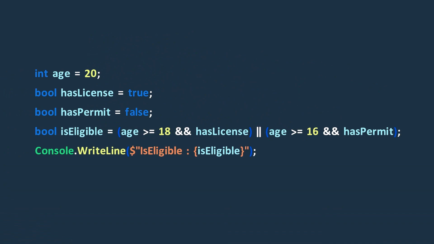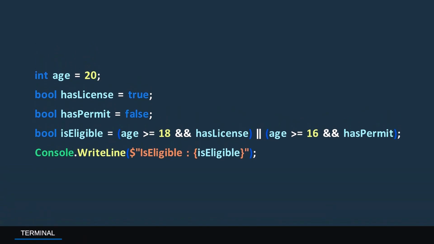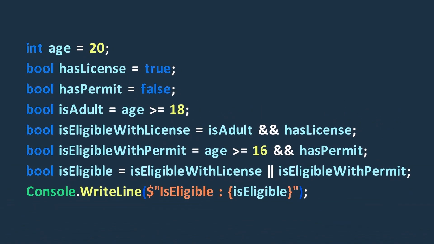In this one, the code determines if a person is eligible by considering their age and whether they have a license or permit. The result of this eligibility check is stored in a variable called isEligible. In the improved code, we divide the temporary variable isEligible into multiple variables to represent different conditions and intermediate results. First, we introduce the variable isAdult to check if the person is 18 years or older.